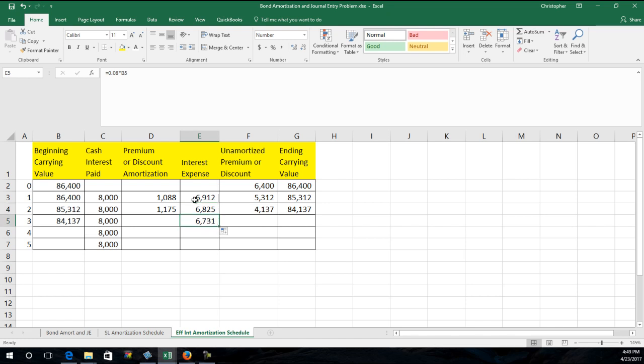Notice how under a premium, the interest expense is decreasing over time. The difference is still $1,269. Now we're using up more of the premium more quickly. So now we're down to 82,868. Interest expense, because that value drops, is going to be less again: 8% of that beginning carrying value. Now the premium amortization is $1,371.